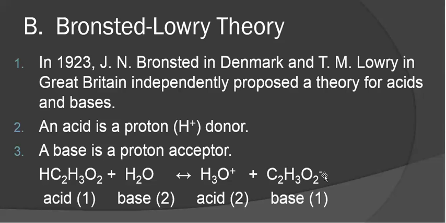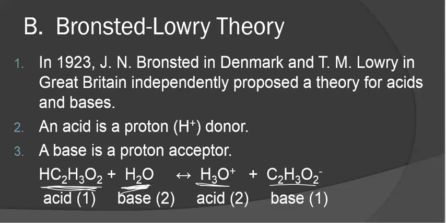Bronsted-Lowry theory defines an acid as a proton donor and a base as a proton acceptor. So in this example here, we've got acetic acid reacting with water to form hydronium and acetate. You'll notice what happens. Acetic acid from the left side to the right side loses a hydrogen. So this is my acid. Water goes from H2O to H3O. It gains a hydrogen. So water is my base in this reaction.